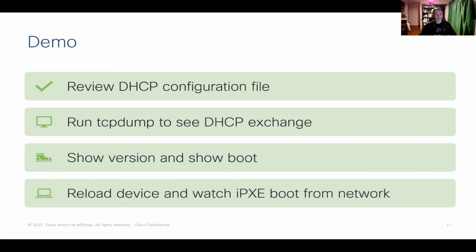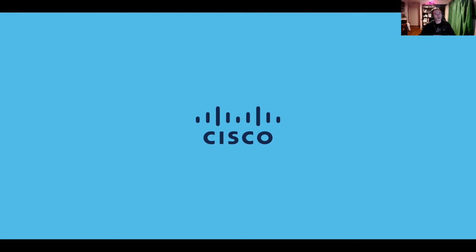Okay, so with that, let's go over to the demo. It's basically three or four steps that we'll be going through. We'll review the DHCP configuration. We'll enable the tcpdump so that we can understand when the DHCP exchange is happening. We'll take a look at the device. We'll take a look at just the show version and the show boot to understand what the current configuration is set to. And then we'll just reload the device. We'll wait for it to go down for reboot. And when it comes up, it'll do the DHCP exchange, grab the code, and then boot up just like normal. So with that, let's go over to the demo and take a look at the running system.